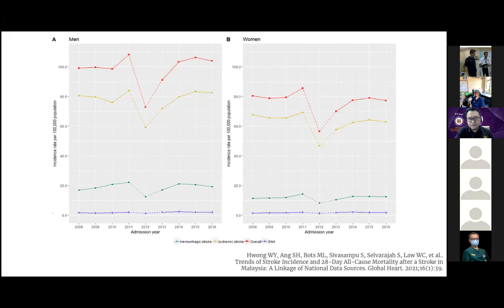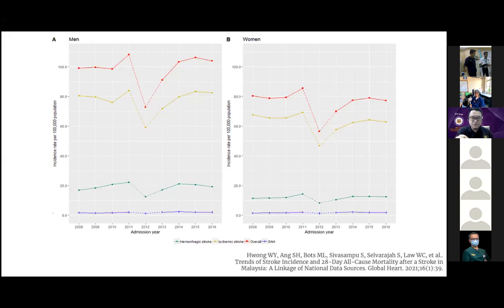What you can see here, the yellow line indicates the ischemic stroke, the green basically hemorrhagic stroke, the blue line represents the hemorrhage, and overall in the red line. But what we can see is an increasing trend. Interestingly, what they found is that for a couple of years, the trend among people less than 65 years old getting stroke has become higher.